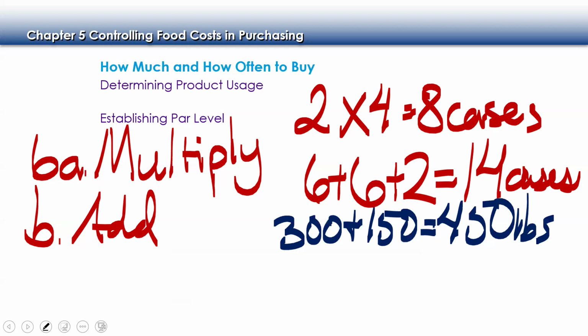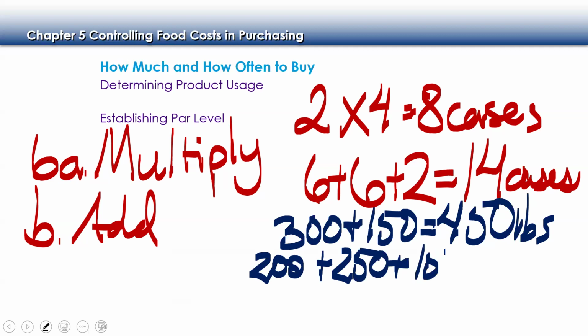On the weekends, they're different. 200 plus 250 plus 150. Okay. So 500, 600. Do we agree? 600 pounds to get me through the weekend. That means when they drop off their order on Friday morning, I need to have 600 pounds in inventory to get through the weekend.